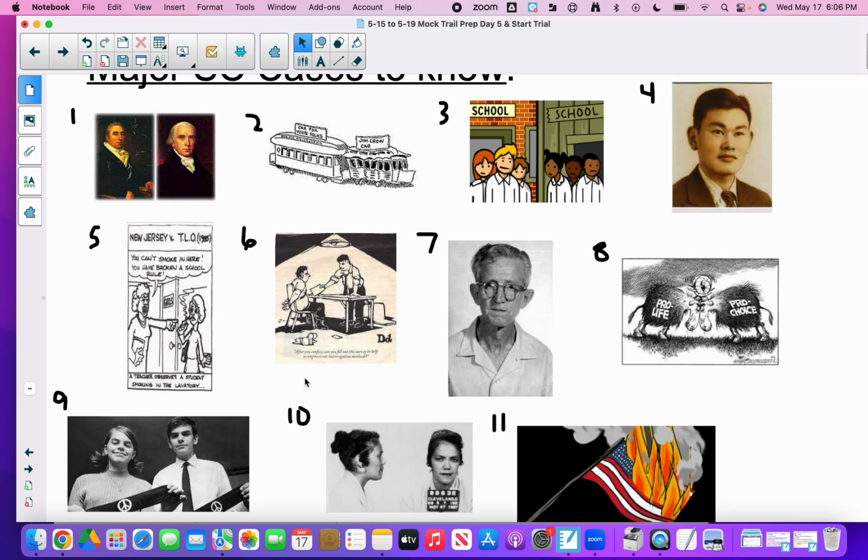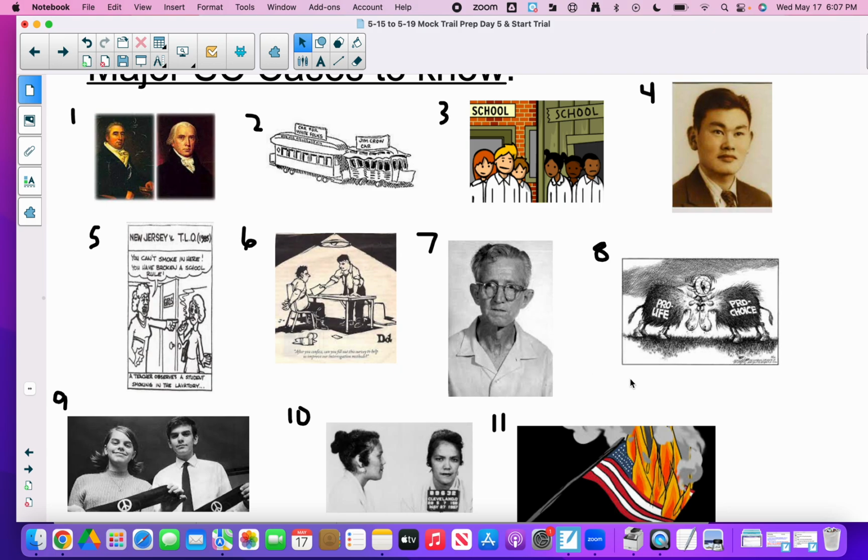In case number 6, this is Miranda versus Arizona. It was deemed by the court that you have the right to remain silent and you have the right to an attorney, even if you can't afford one. In case number 7, Gideon versus Wainwright, this man was wrongfully accused and sentenced to prison. He fought for his own rights, and he won a retrial because he could actually not afford a lawyer. And under the 6th Amendment, you're allowed to have one. So you are allowed free counsel even if you cannot afford one.